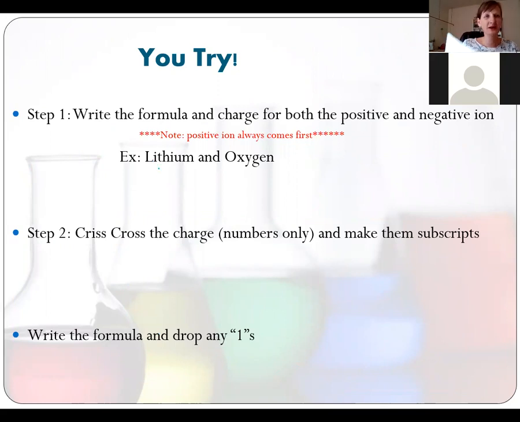So here we have lithium. Lithium is number 3 on your periodic table. It is in group number 1, so lithium has a +1 charge.